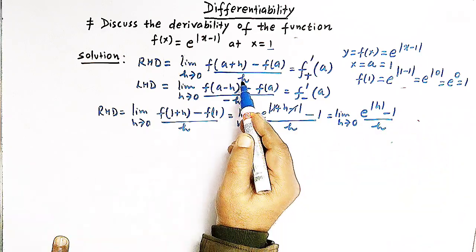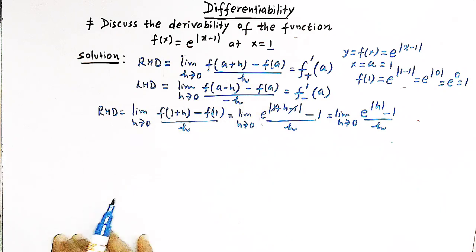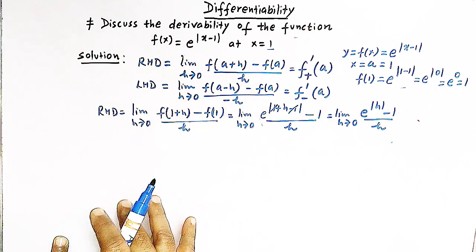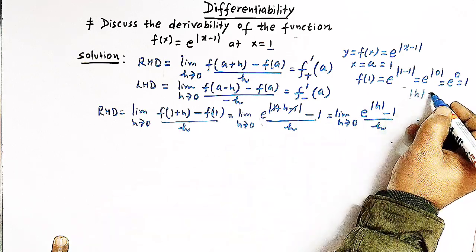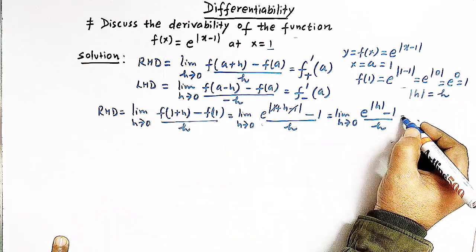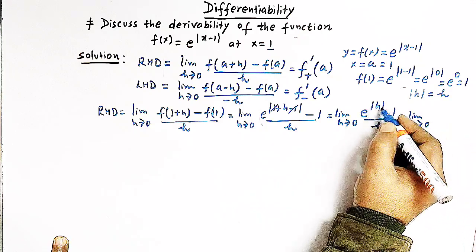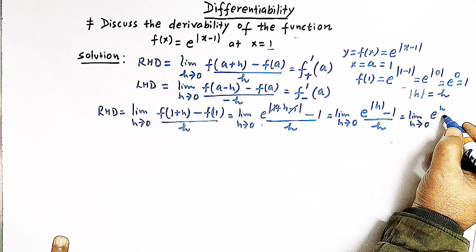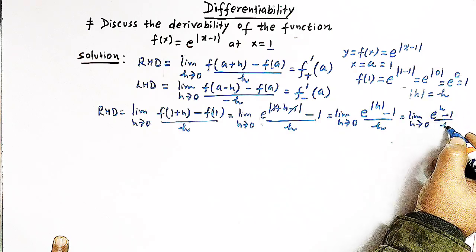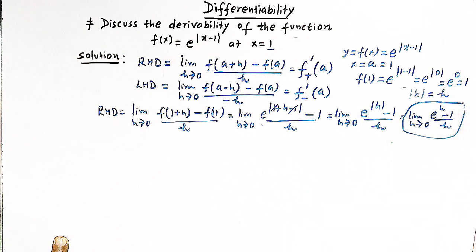Now see, this quantity h is infinitesimally small, and it is a positive quantity, right? And mod of h is equal to h. So we can now write limit h tends to 0, e raised to mod of h, which is simply e raised to h, minus 1 over h, right? Now this limit is a standard result in limits, right?